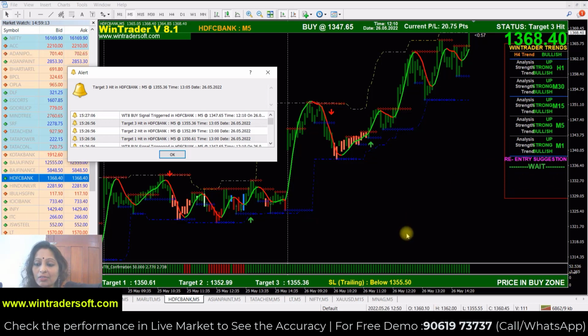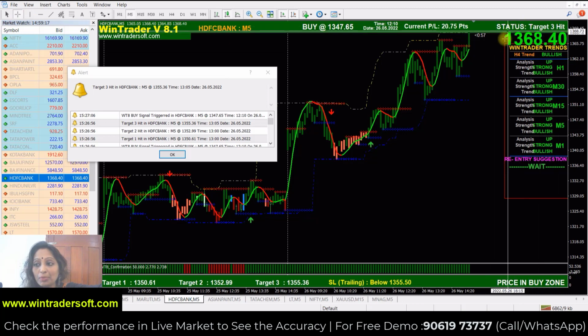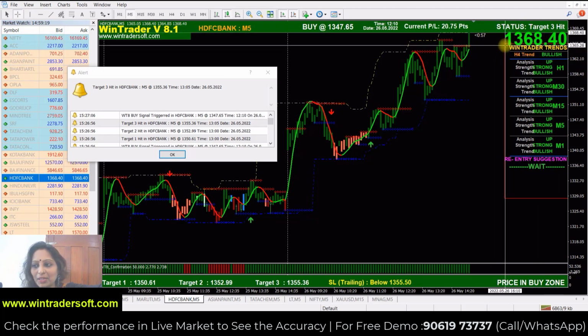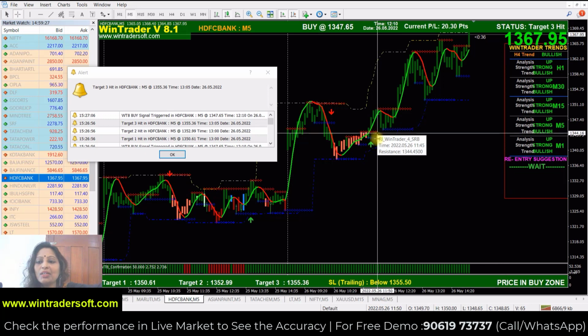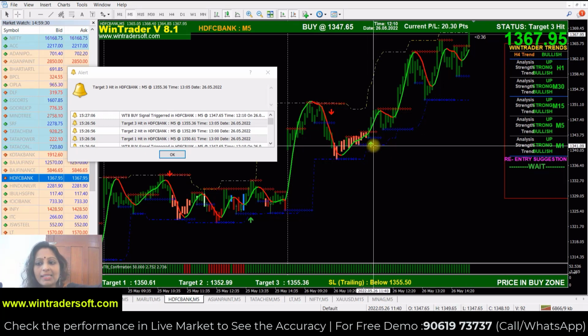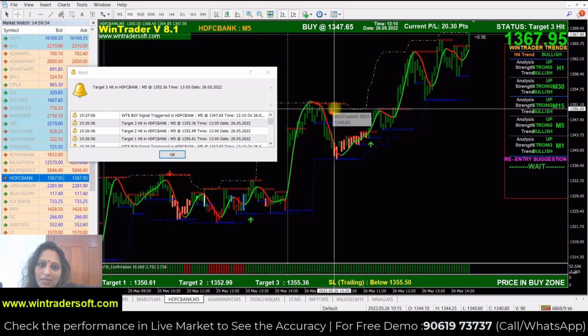Right now it's a live market, and you can see the current market rate on the dashboard above. You can see the real-time market value, 1368.40, that is the real-time market value of HDFC, and this is our running version 8.1. You can see this green up arrow, this is the buy signal, and the red one is the sell signal. So these are the automatic signals.